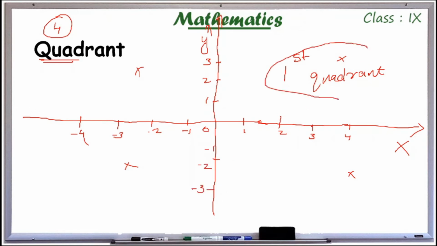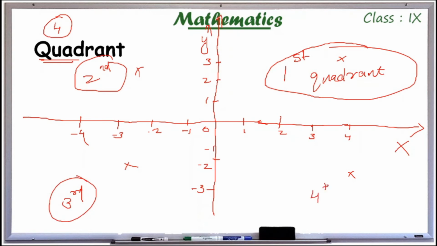So the first quadrant is this. This is the second quadrant. This is the third quadrant. This is the fourth quadrant. So for the first quadrant, when I represent a point here, suppose this is the point, and the x value is this, and the y value will be positive. So both the x value and y value will be positive for any point in the first quadrant.